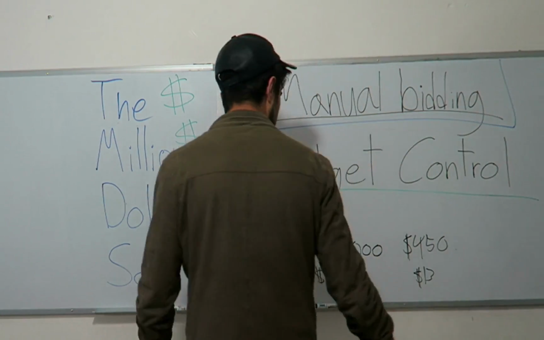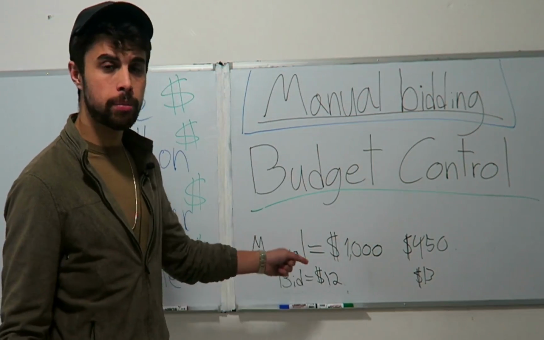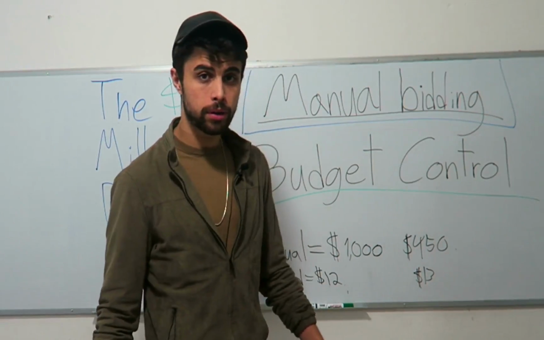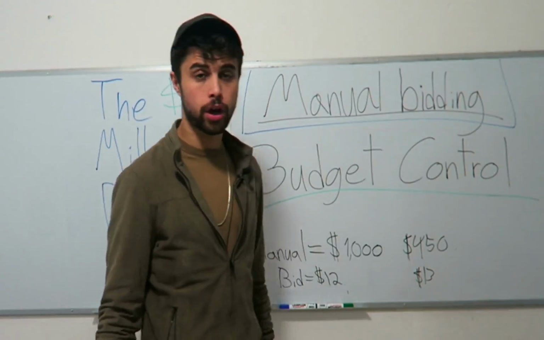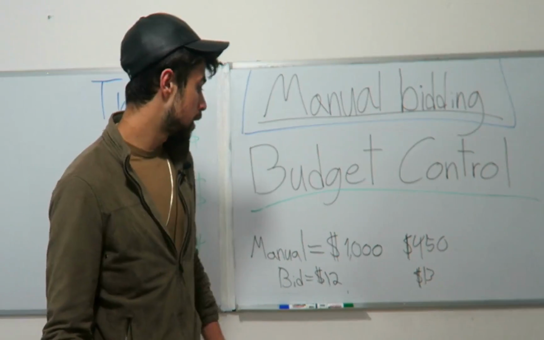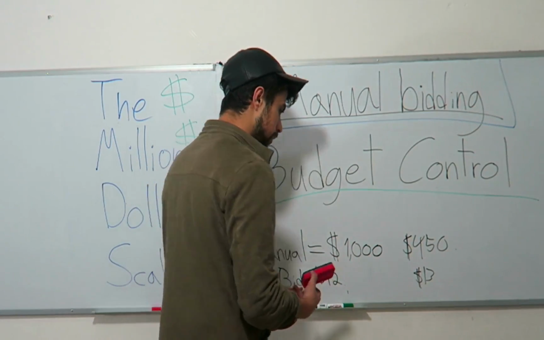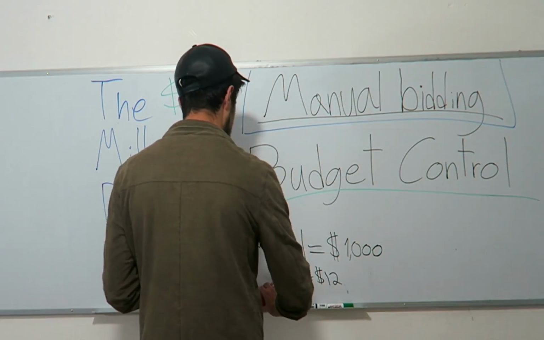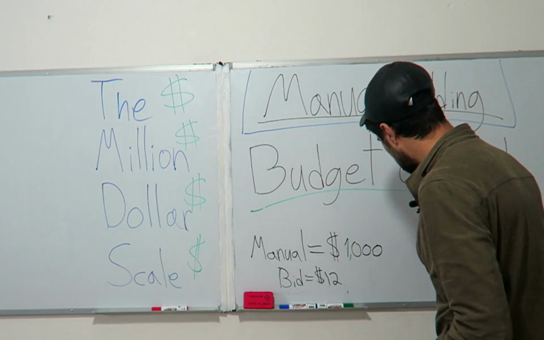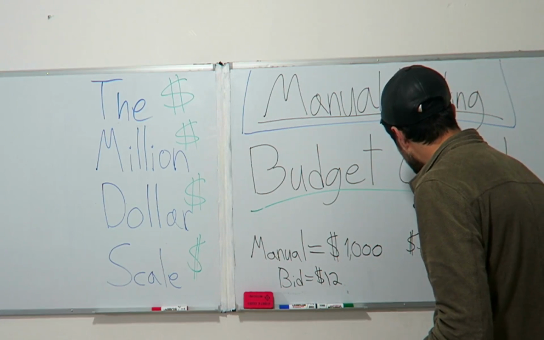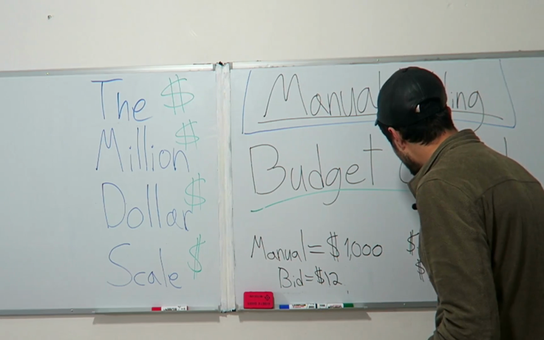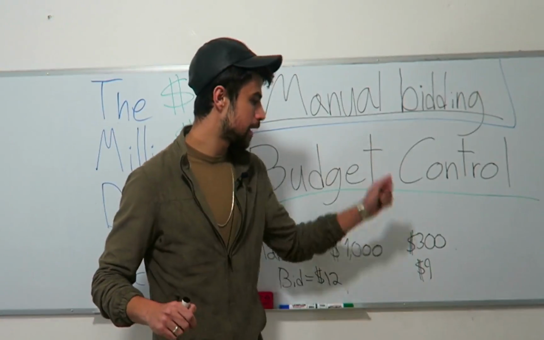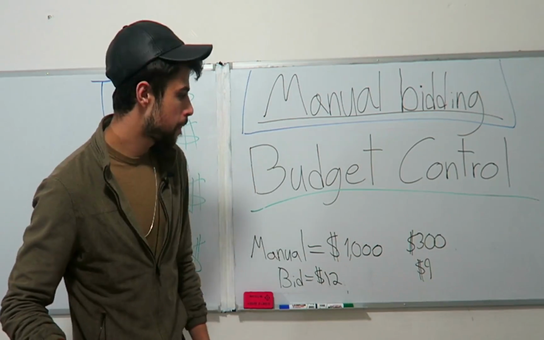You understand? The more you increase the bid, the more Facebook will spend, and usually the more expensive the cost per action will be. Now, let's go back for a second. Let's say I was not satisfied with the $300 spent and the $9 cost per purchase. Let's say this was too expensive for me.